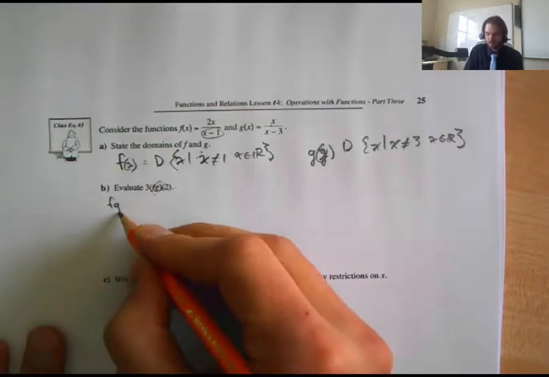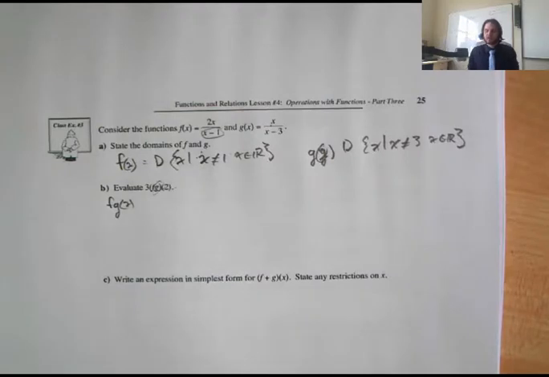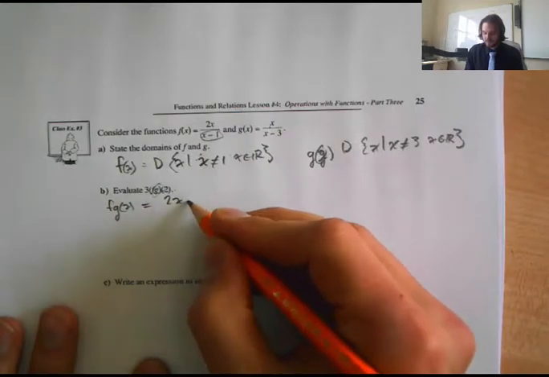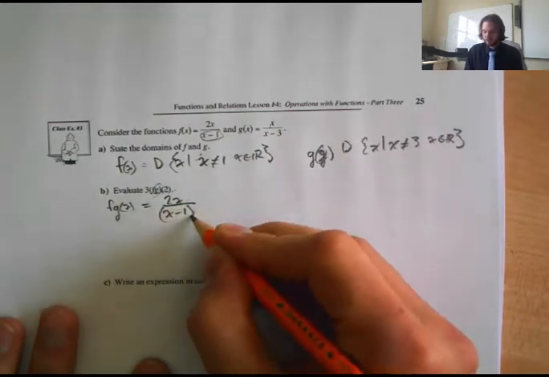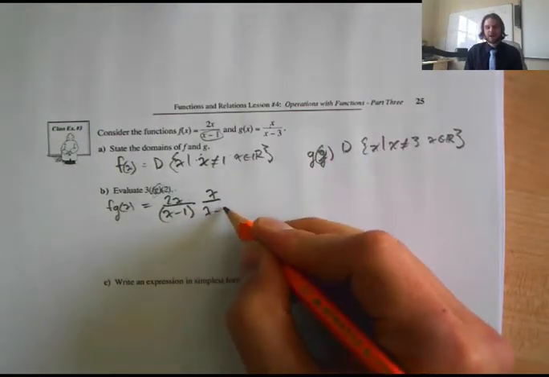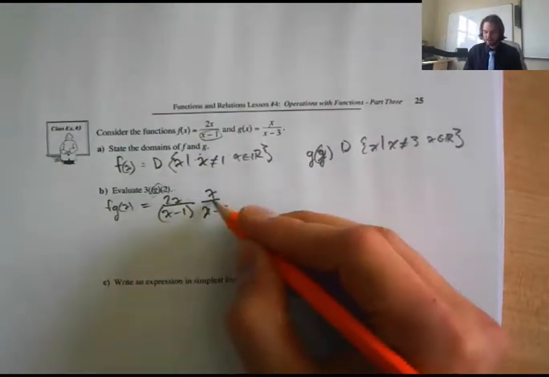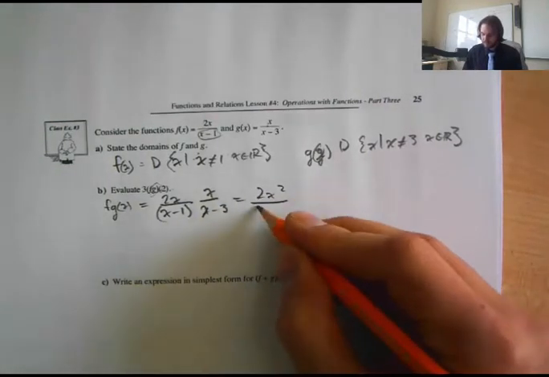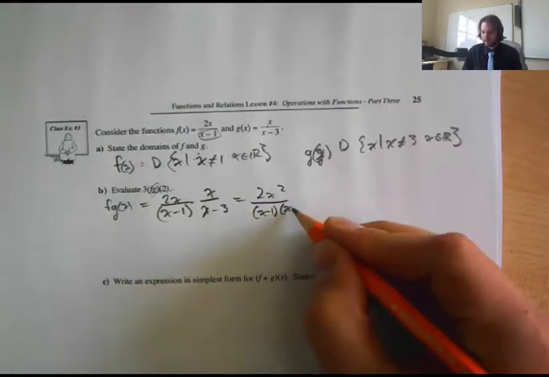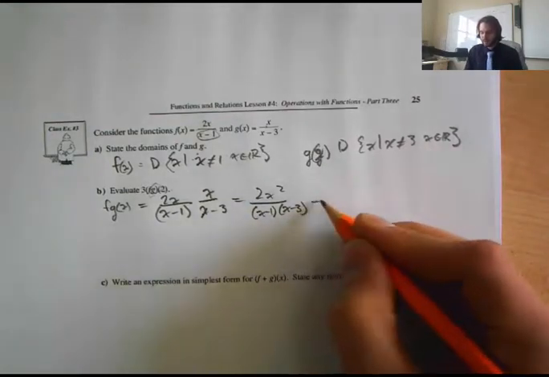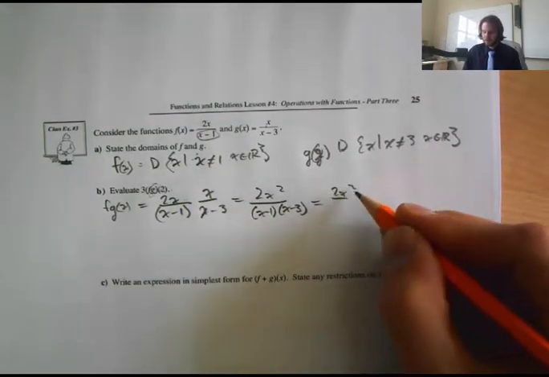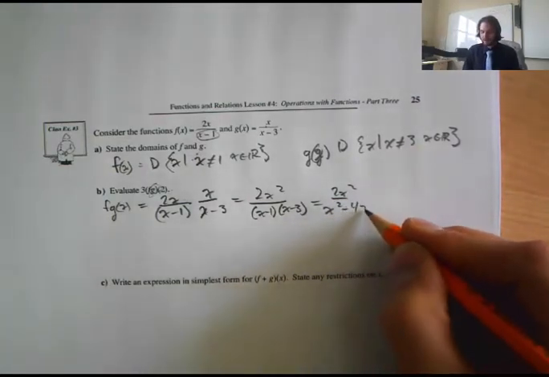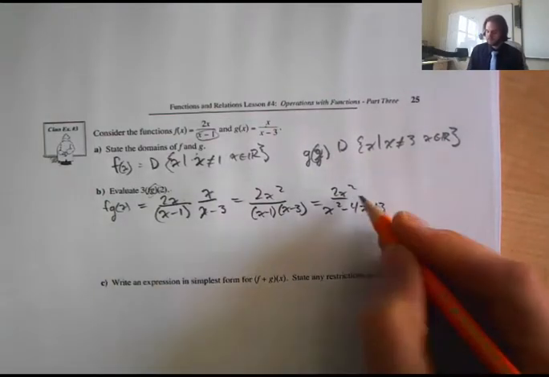So what is fg of x? I want to find fg of x first. That's going to give me 2x all over x minus 1 multiplied by x all over x subtract 3, which will end up giving me 2x squared all over x minus 1 multiplied by x subtract 3. I could expand this and combine that if I wanted, which will give me 2x squared all over x squared minus 4x plus 3. That's the other way I could do it.